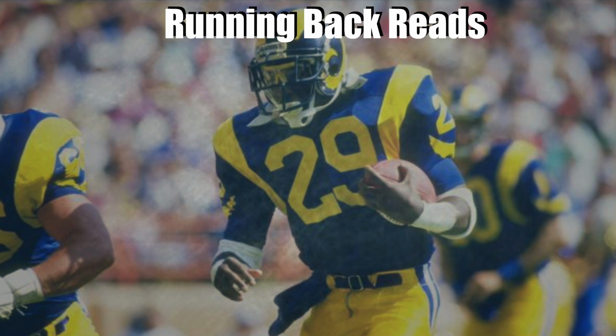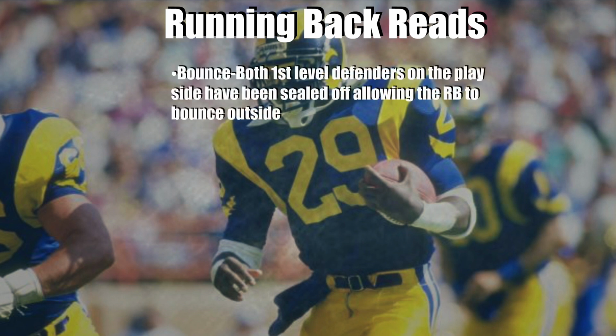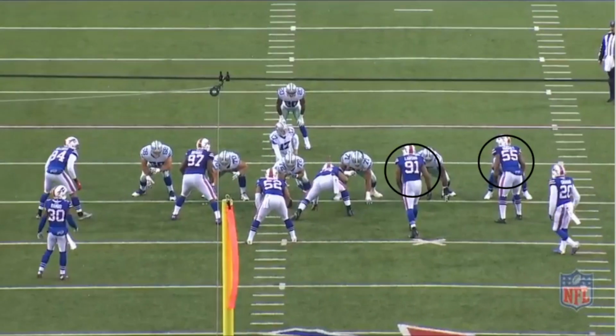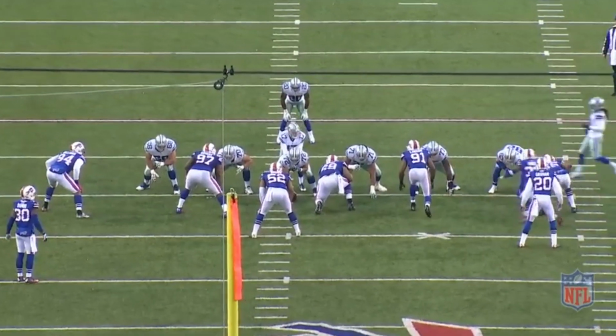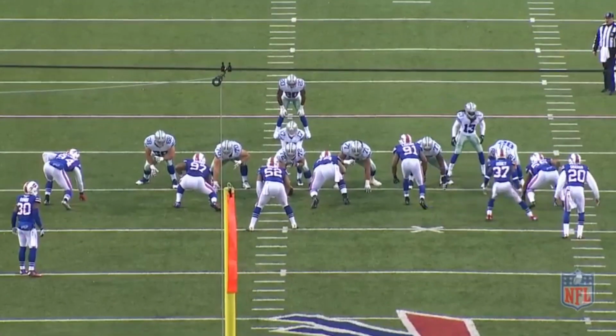The read of the running back is largely determined by the success of an offensive lineman to reach block a specific defender. Running back reads are made by identifying the 2 down linemen, that is first level defenders, that are on the play side of the line of scrimmage.